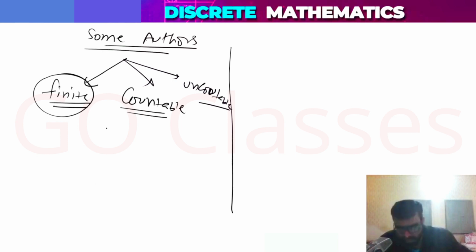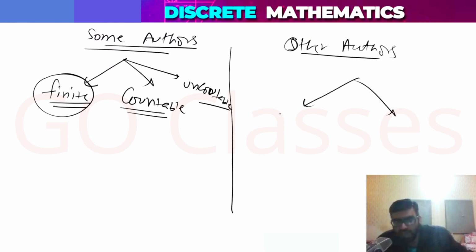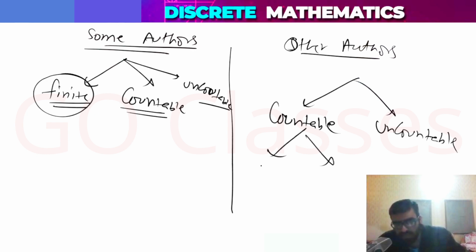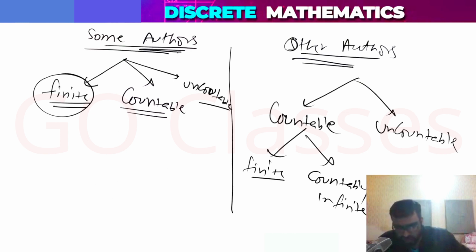So some authors define it like this. Other authors define just two things, either countable or uncountable. And within countable they say it is either countably finite or countably infinite. So whichever you have studied, both are correct, there is no difference.